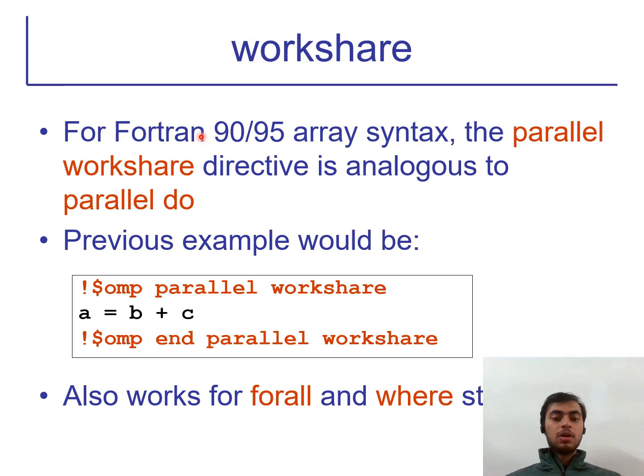Work share for Fortran 90/95 array syntax. The parallel workshare directive is analogous to parallel do. The previous example would be: we start this by writing $OMP parallel workshare, our algorithm, and that is here A equals B plus C. Then OMP parallel workshare also works for forall and where syntax.